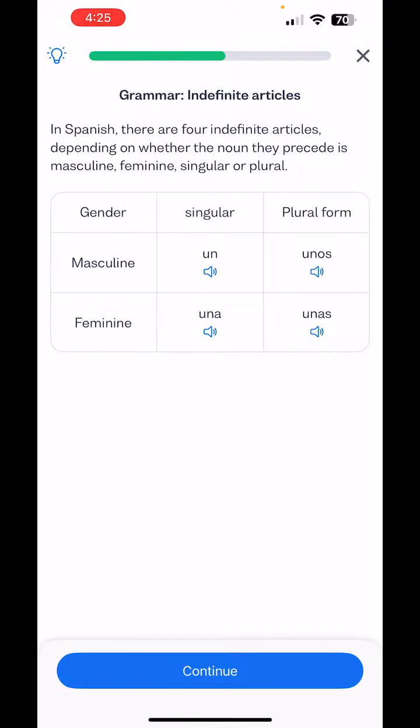In Spanish, there are 4 indefinite articles, depending on whether the noun they precede is masculine, feminine, singular, or plural. So we have masculine, un, plural, unos. So we could say a man, some men. Feminine, una, unas, so a woman, some women. So hopefully hearing it in English is helping you understand the Spanish.